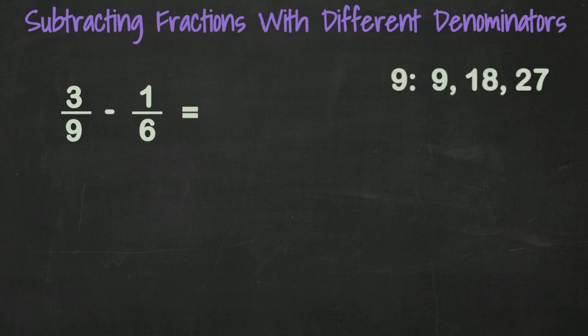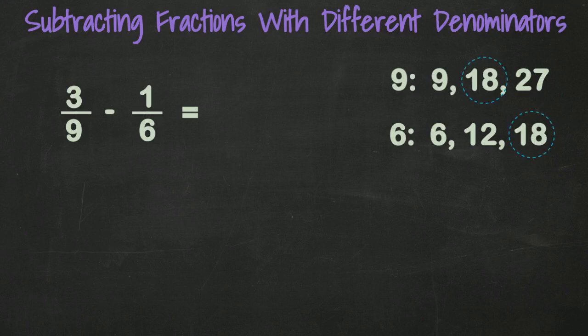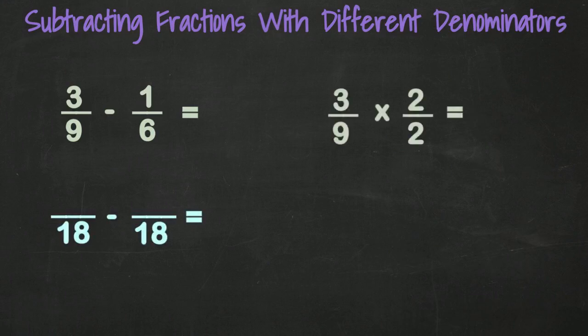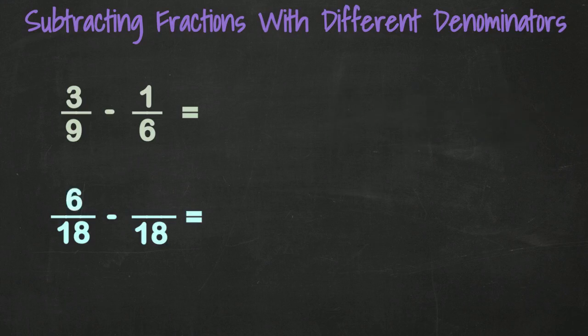The multiples of 9 are 9, 18, and 27. Multiples of 6 are 6, 12, and 18. Looks like we can use 18 as our new denominator. Let's convert 3 over 9 to some number over 18. In order to get 18, we would have to multiply the denominator of 9 times 2, so we would also have to multiply 3 times 2, because what you do to the top, you must also do to the bottom. 3 times 2 is 6. Our first fraction is converted to 6 over 18.